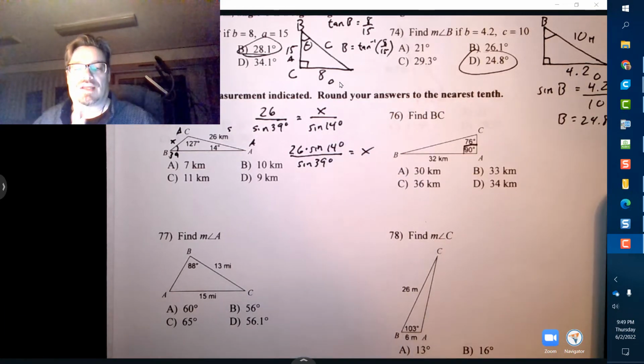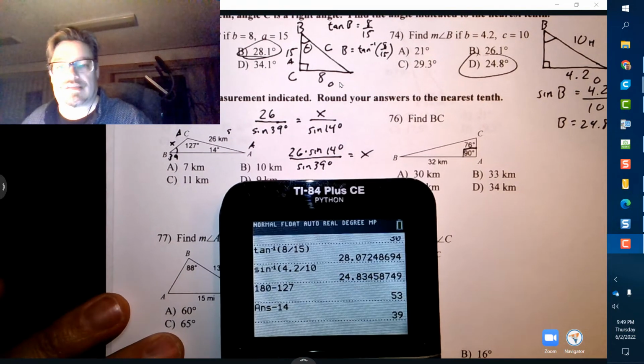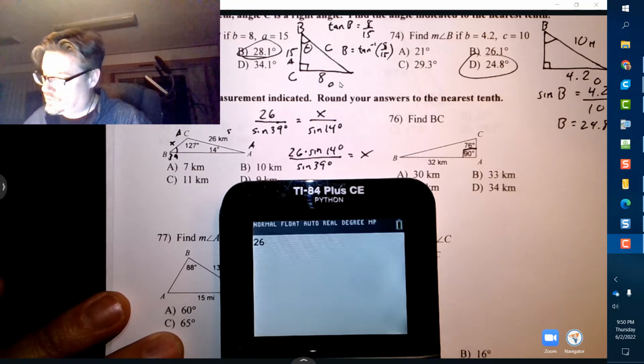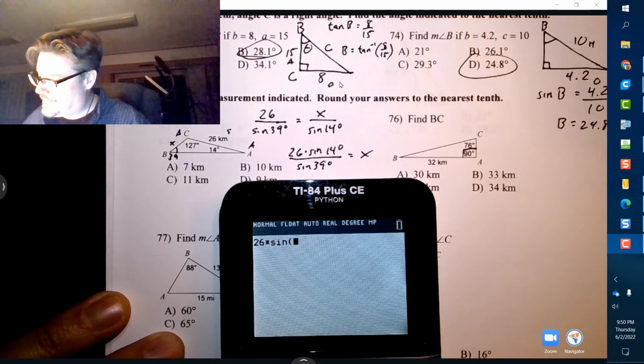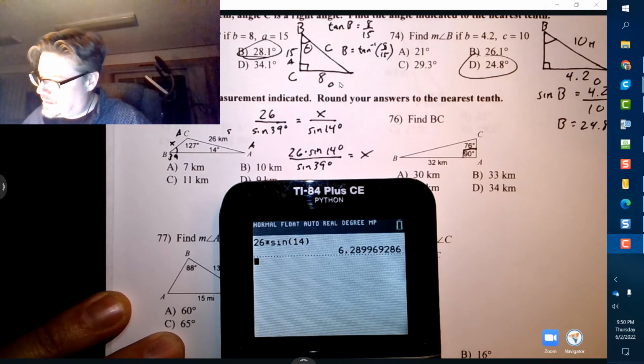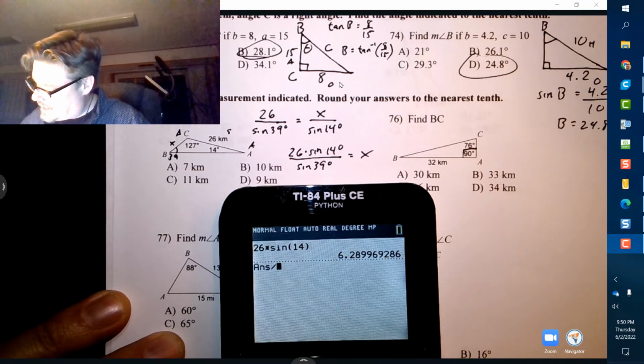Okay, so that's the law of sines there. That's as complicated as it gets. We're going to go 26 times the sine of 14 divided by the sine of 39.